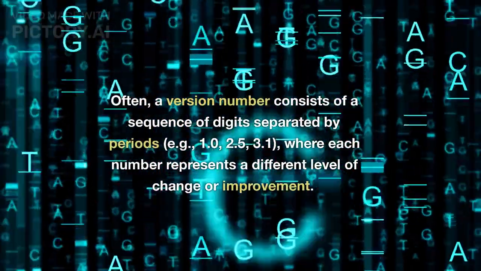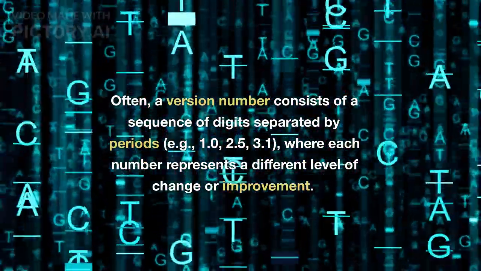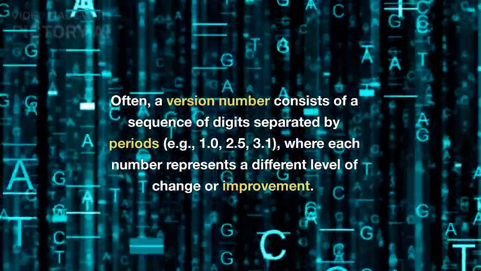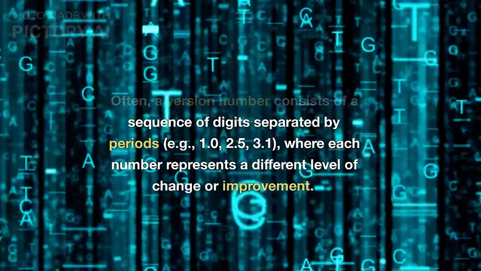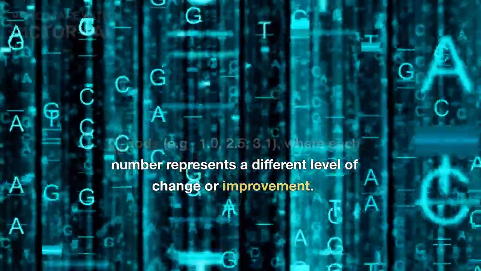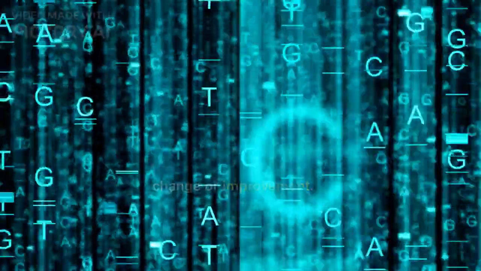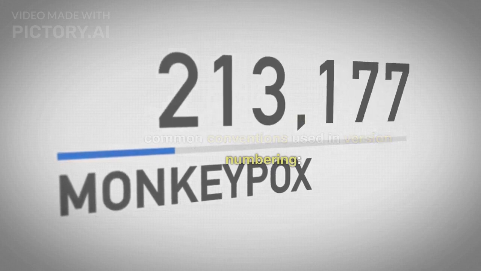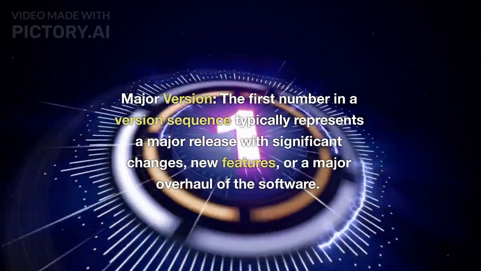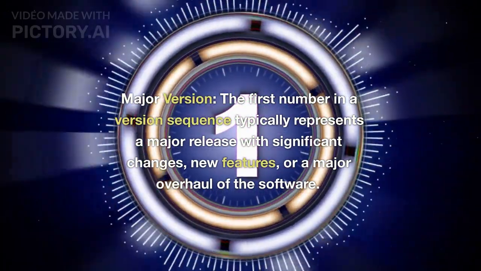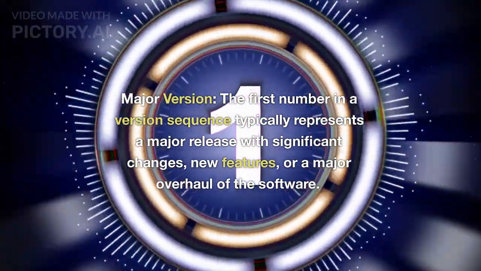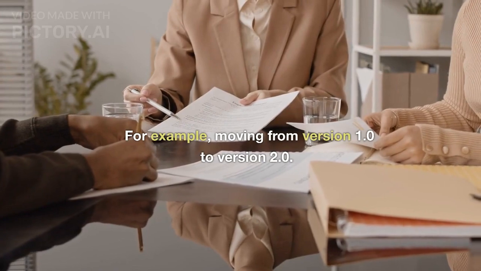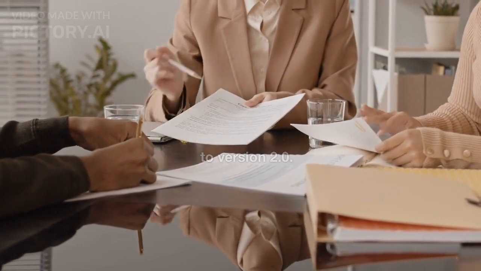Often, a version number consists of a sequence of digits separated by periods, e.g., 1.0, 2.5, 3.1, where each number represents a different level of change or improvement. Here's a general understanding of the common conventions used in version numbering. Major version. The first number in a version sequence typically represents a major release with significant changes, new features, or a major overhaul of the software. For example, moving from version 1.0 to version 2.0.